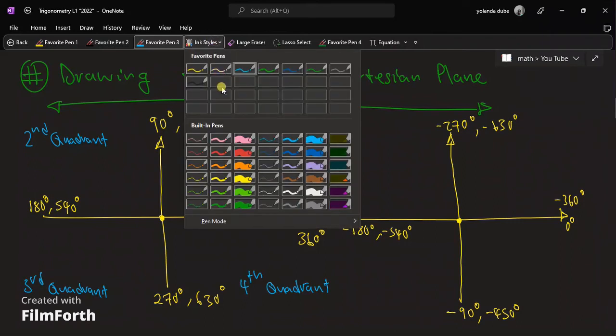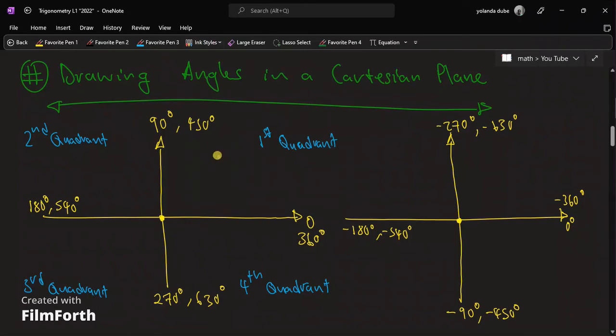So how do you represent angles in a Cartesian plane? Now let's illustrate by just drawing a few. One of the typical problems that one can get is you can be given an angle of 110 degrees, and then you can be asked to draw that angle in a Cartesian plane. So how do you go about that?